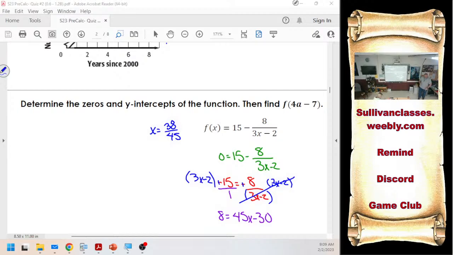Okay? Wouldn't it be x equals negative 22 over 45? Because that's going to be negative. Add 30. Add the wrong side. Okay.